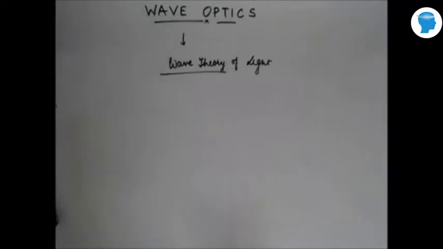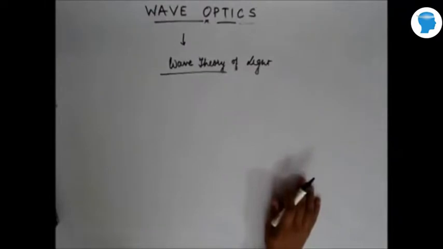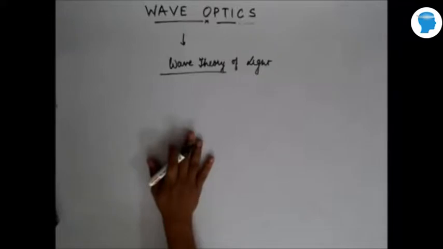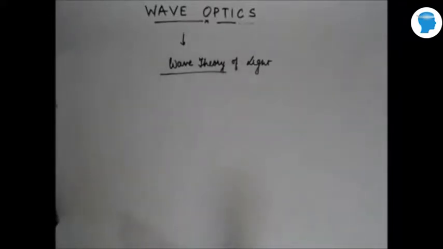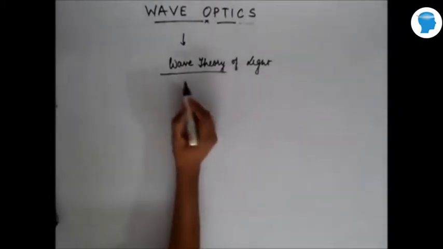Wave optics. Now this chapter of wave optics basically deals with the wave theory of light, as you all know. This chapter is more interesting than the last chapter, because the last chapter was more like a mathematical topic, but this is actually a conceptual topic. Moreover, there are some physical phenomena which you can relate with this wave theory of light.